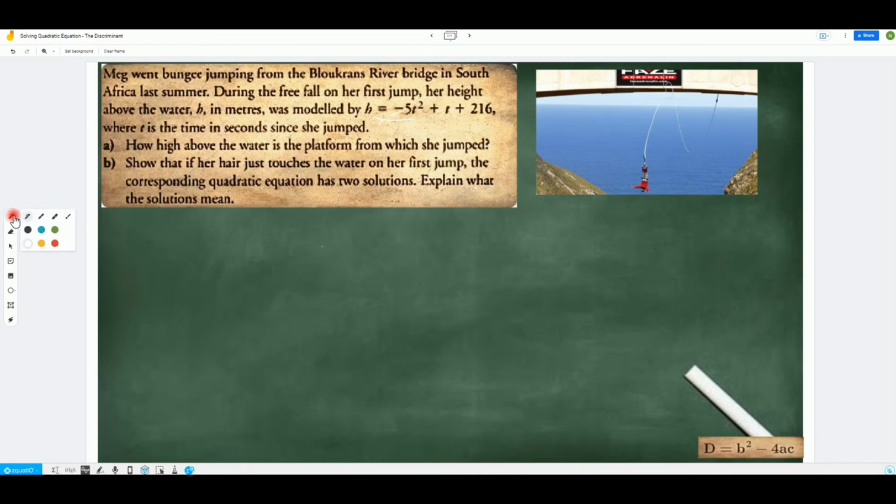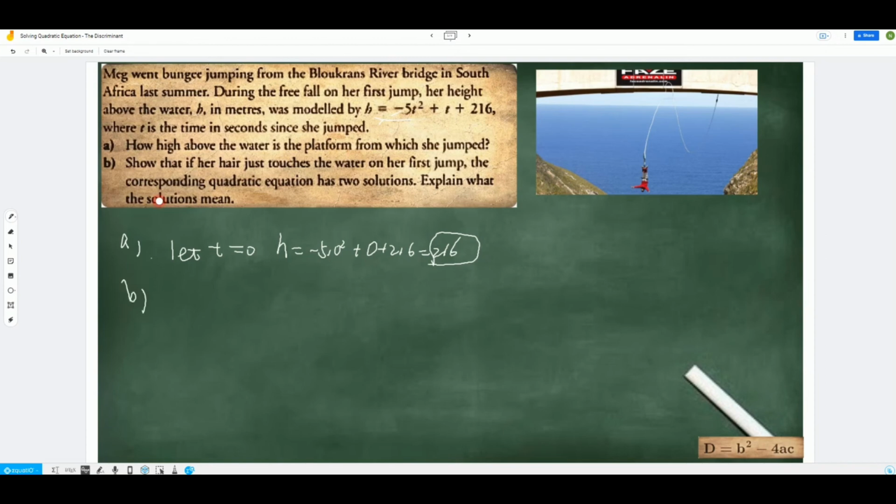Let's look at A. How high above the water is the platform from which she jumped, which means t equals 0. So let t equals 0. If t equals 0, h equals negative 5 times 0 squared plus 0 plus 216 equals 216. So it's 216. How high? 216 meters above the water, right?